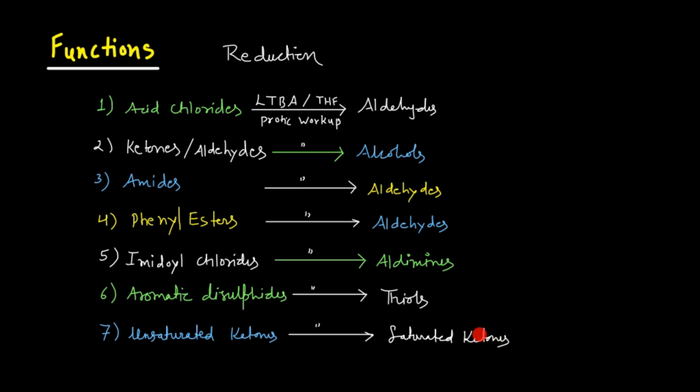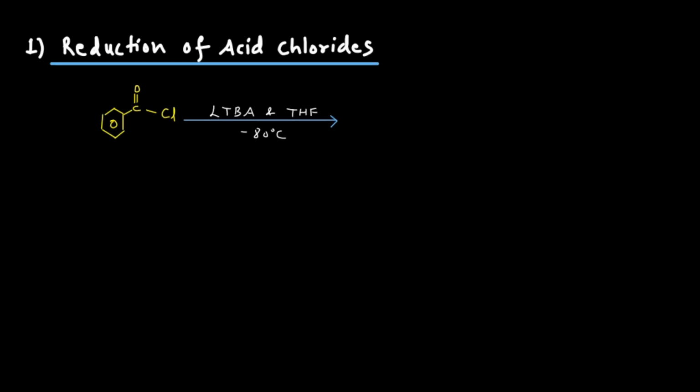That means only the double bond or triple bond will be reduced, but your ketone will remain intact. So these are some of the important applications, and we will see a few of them, how we can do the reaction. Okay, right. So this is my first application, reduction of the acid chlorides, and these acid chlorides can be very easily reduced to the aldehyde by using this LTBA.